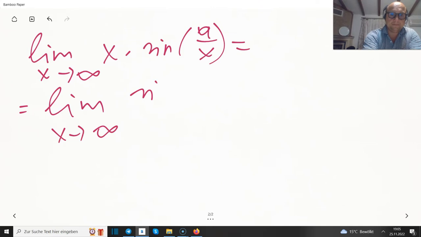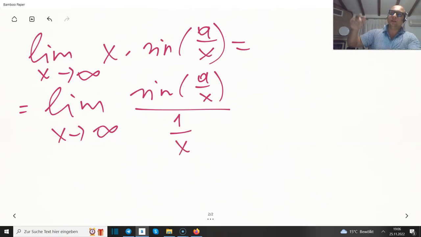We keep sine of a divided by x in the numerator the way it is, and now we rewrite it as a division by 1 divided by x, which means multiplication times its reciprocal, so multiplication times x, which is exactly the original question. So now we have the numerator running towards 0 and the denominator running towards 0 as well. So what's happening here? L'Hopital's rule?